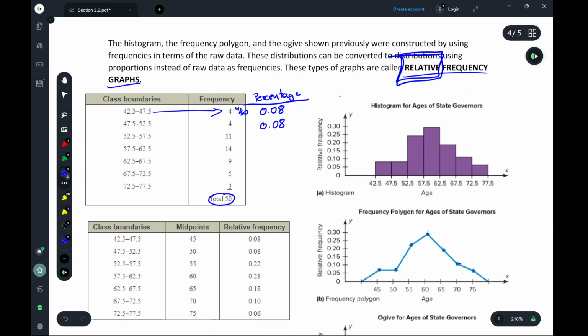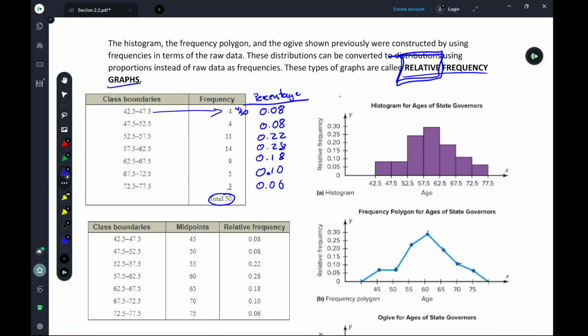And real quick, if we work through this, 11 divided by 50 gives me 0.22. 14 gives me 0.28. 9 gives me 0.18. 5 divided by 50 gives me 0.10. 3 divided by 50 gives me 0.06. If I were to add all of those up, I would end up at 1, or 100%.